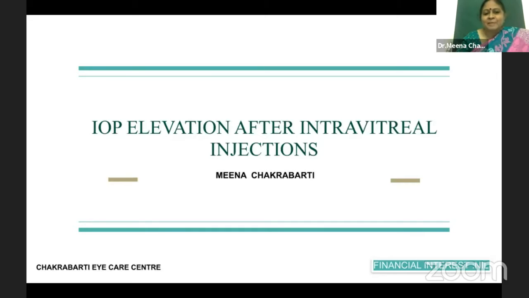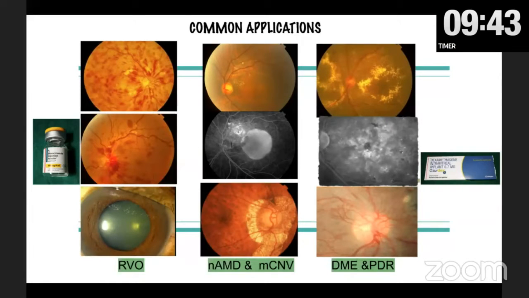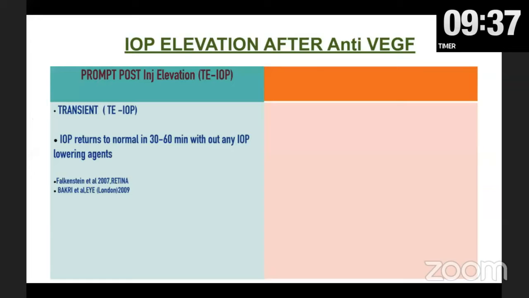I'll be speaking on a subject that is very relevant in the present scenario, where intravitreal injection is the most common surgical procedure done in any surgical theater. These are some of the common indications for which intravitreal injections are given: retinal vein occlusion, non-ischemic vein occlusion, neovascular age-related macular degeneration, myopic CNVM, diabetic macular edema, and proliferative diabetic retinopathy.